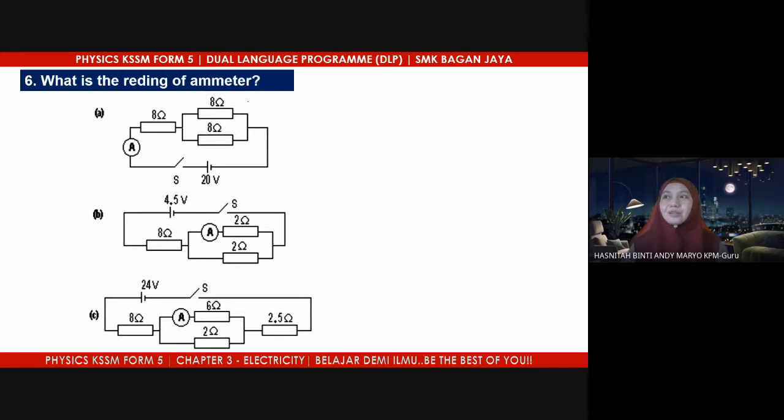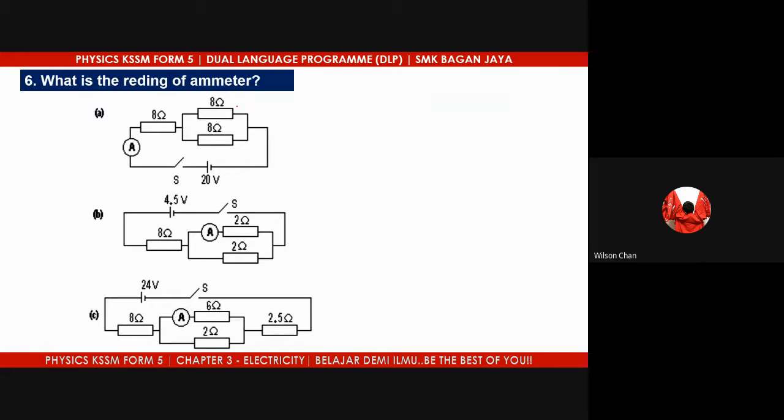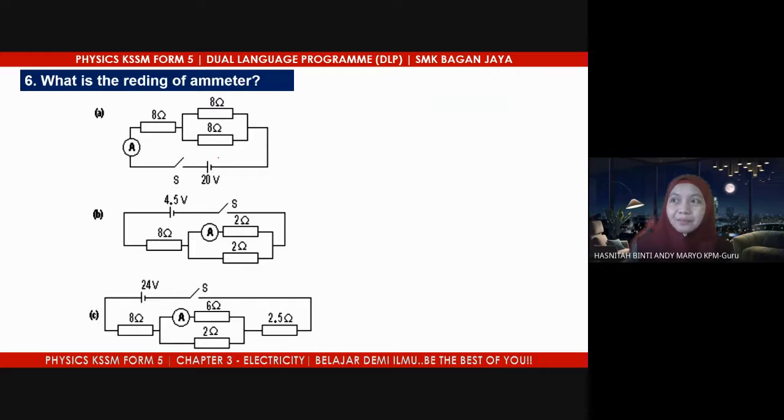Okay, so the first one, 8 and 8 are in parallel. So what is the total? Student: Teacher, why is the switch on? Is the switch? Switch ini nanti kita tutup lah dia. Kalau you buka tak ada lah. Dia tak mention kan, so we imagine when we find the reading, the switch must be closed. Then only the circuit is complete and current is flowing.